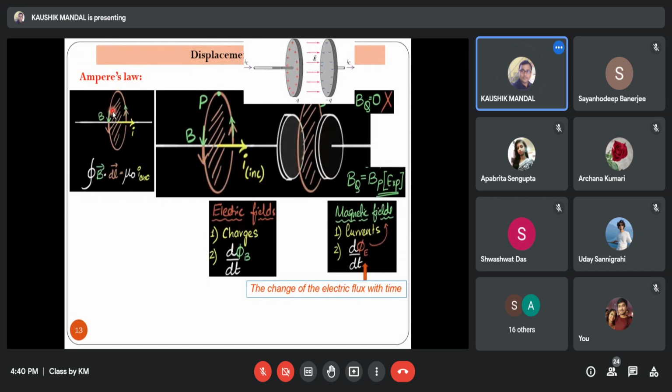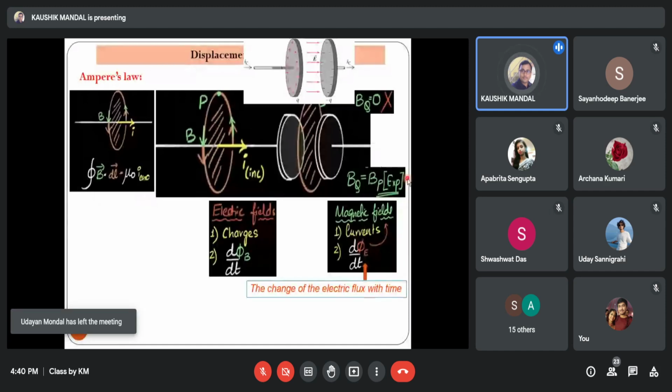Clear? So we have seen that this Ampere's law is not valid for this type of surface in between the parallel plates, and we have seen that it is basically due to the change in electric flux with respect to time. So this change in electric flux with respect to time is another source of magnetic field. As there is a change in electric flux with respect to time, it is producing the magnetic field which is observed in the experiment.